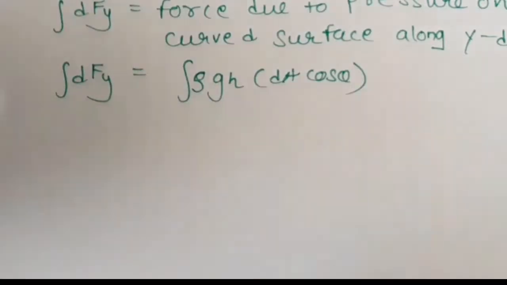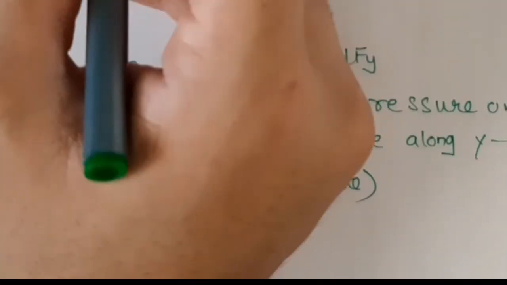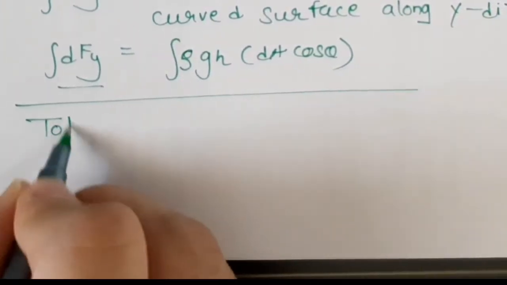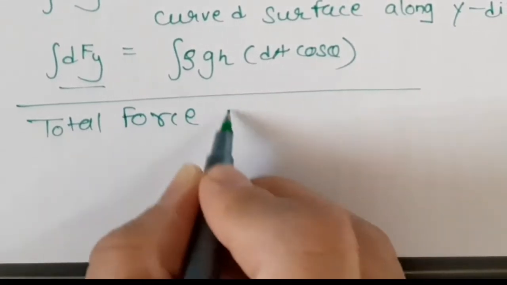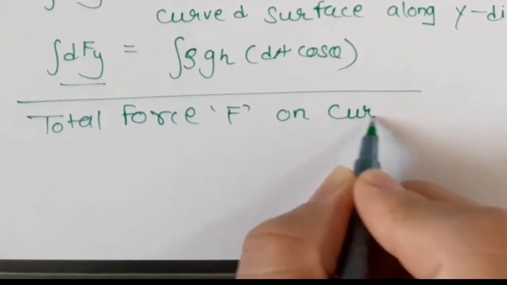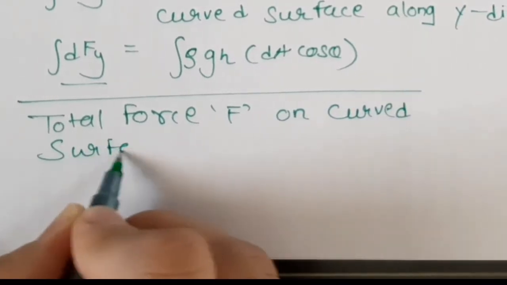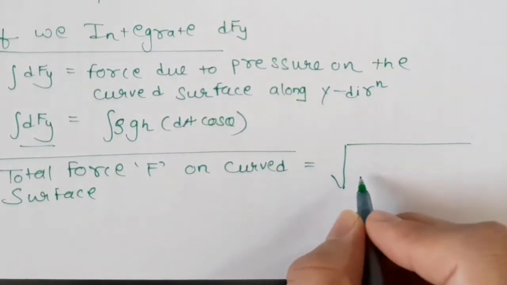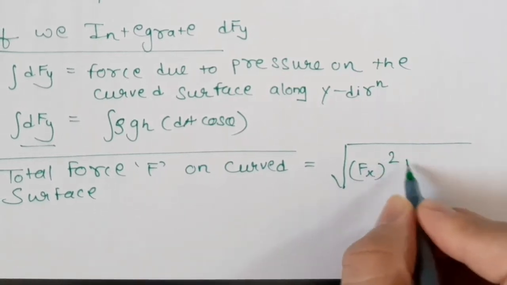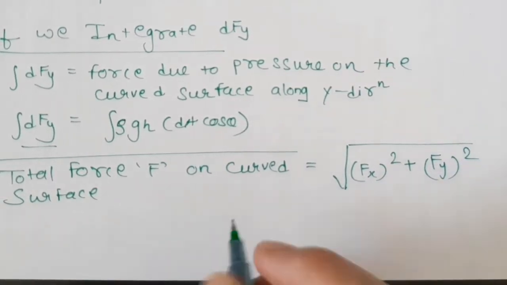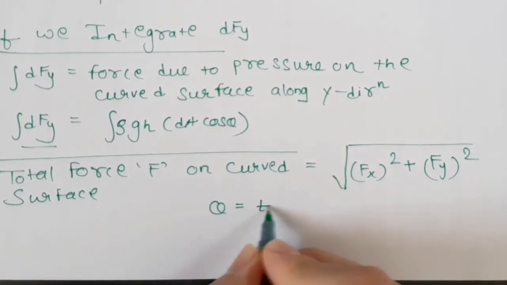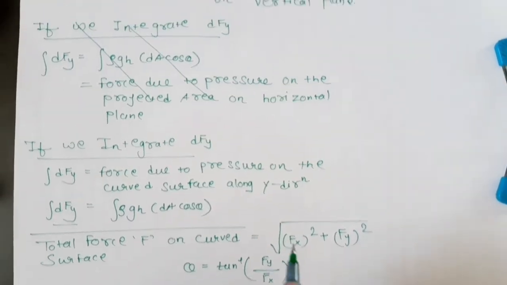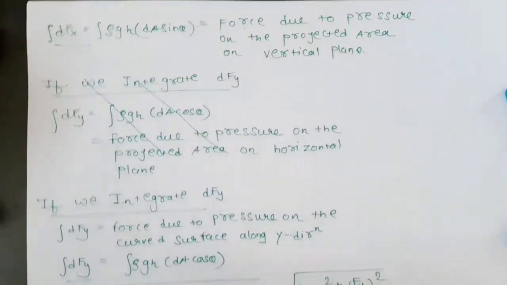Okay, now after calculating this Fx and this Fy, we will solve the total force equation, that is, the total force F on the curved surface. The magnitude of the total force F acting on the curved surface is given by the square root of Fx the whole square plus Fy the whole square, and the direction of this force is given by theta equals tan inverse of Fy upon Fx. Okay, so now I will show how to calculate this dFx and this dFy.